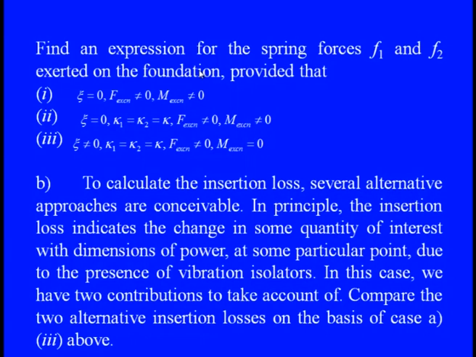In part B, we need to calculate the insertion losses, where several alternative approaches are conceivable. In principle, insertion losses indicate the change in some quantity of interest, with the dimension of power, at some particular point, due to the presence of a vibration isolator. In this case there are two contributions to take into account, and we need to compare both features, in the third case, where we have the eccentric force and the spring rates are the same, but there is no moment.